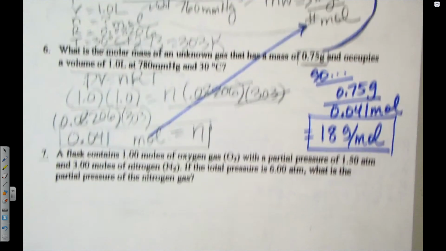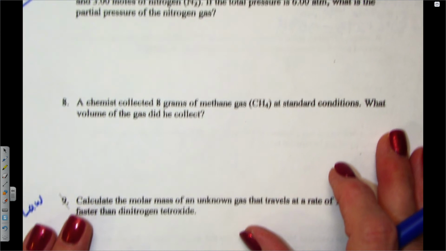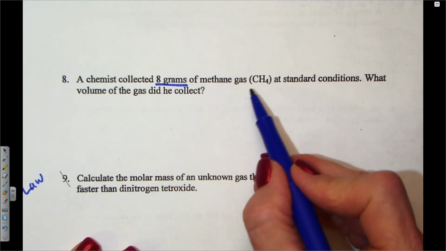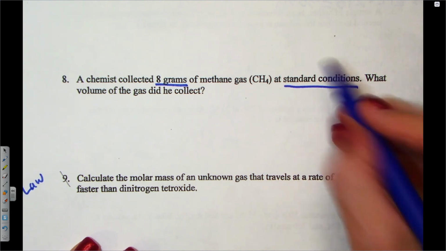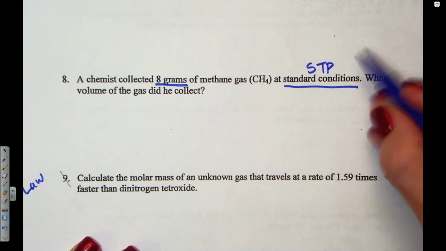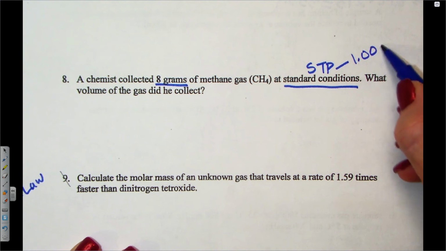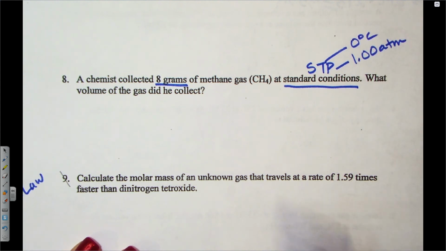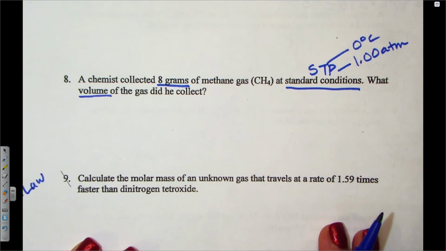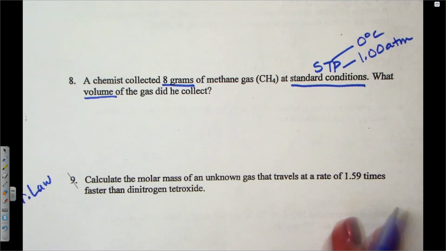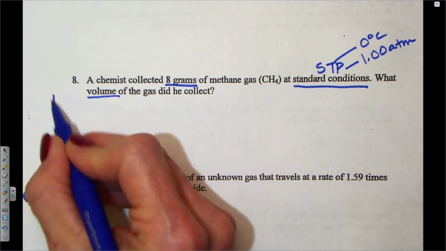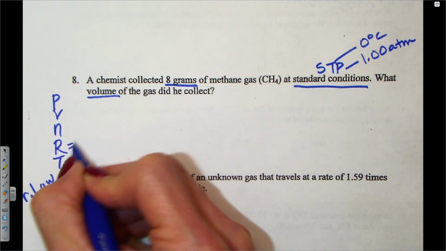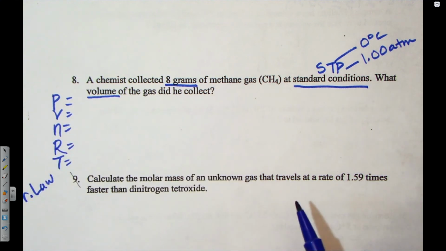We have one more to do, number 8. A chemist collected 8 grams of methane gas at standard conditions. Remember, that means STP, which means it's 1 atmosphere and 0 degrees Celsius. It says, what volume of gas did he collect? All right, so since this is 8 grams, it's going to be an ideal gas law problem. So let's list all of our givens, everything that we're told in the problem.